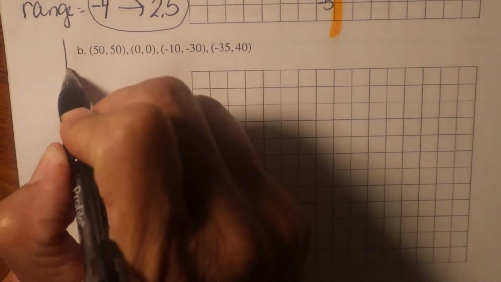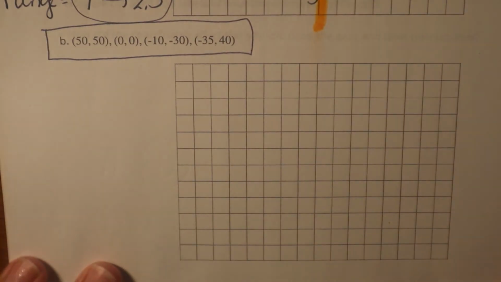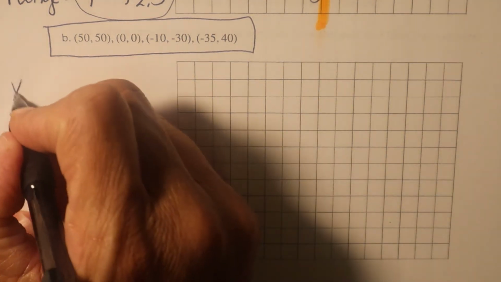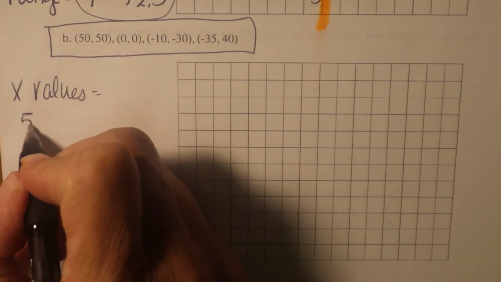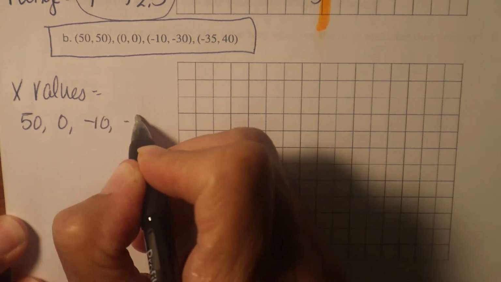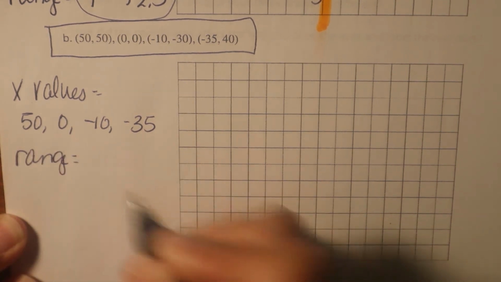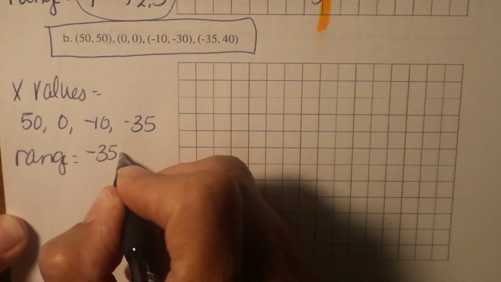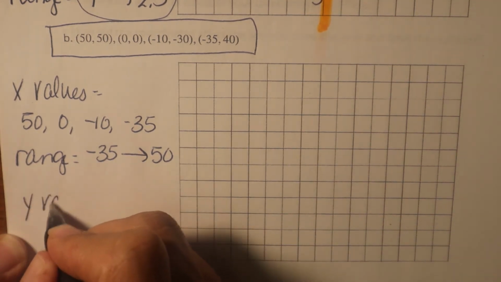If you noticed, we've got some bigger points that we're going to be dealing with. So just like we did up at example A, first thing we're going to do is make a list of our x values. So I've got 50, 0, -10, -35. So my range for my x values, my lowest number is -35, and my highest number was 50. Do the same thing for your y values.